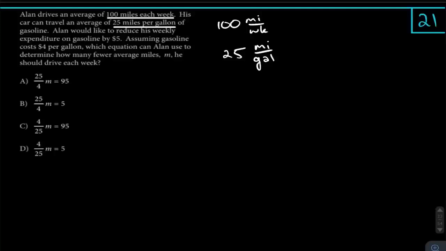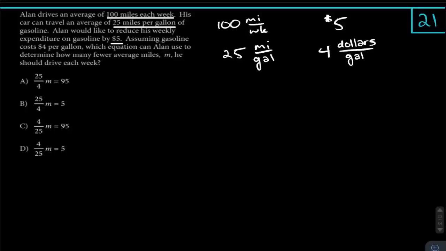Okay, we're also given that he wants to reduce his weekly expenditure by $5, right? So we want to reduce by $5. We can write that down. Assuming gasoline costs $4 per gallon, we could write that down as just dollars per gallon, just so we can see all the units.